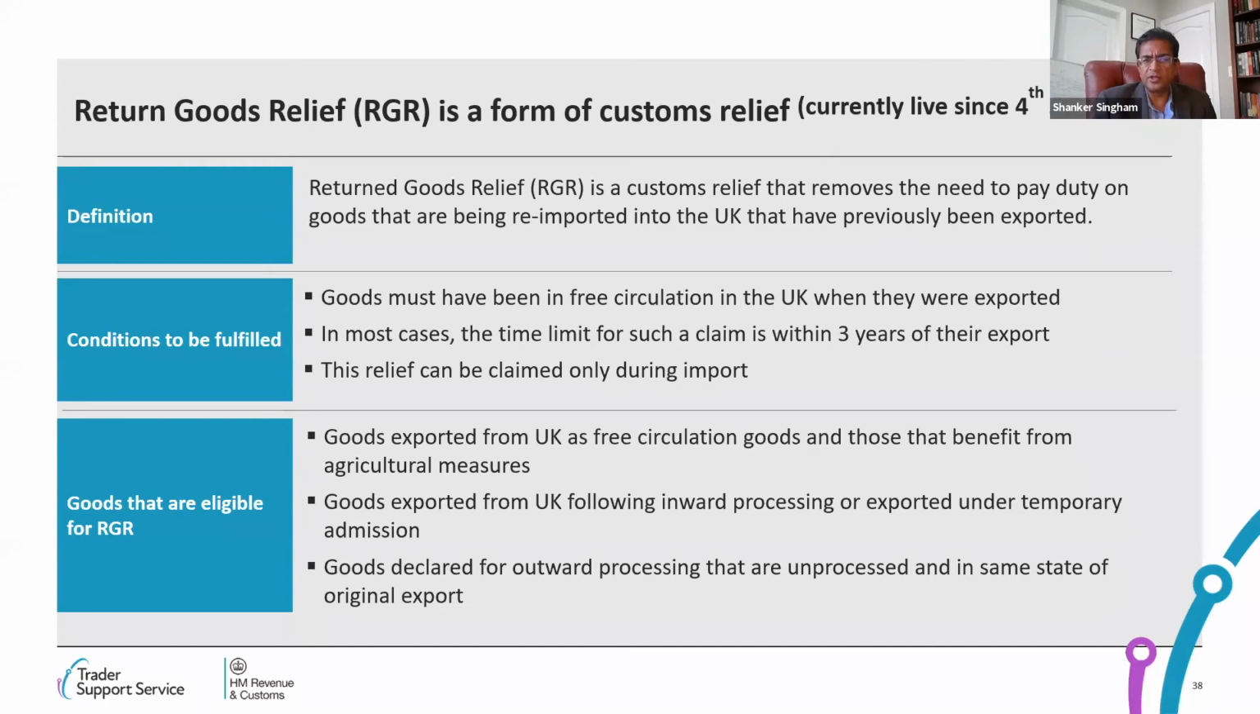And goods that are eligible would be goods exported from the UK as free circulation, goods exported from the UK following inward processing, and goods declared for outward processing that are unprocessed and in the same state as the original export. If we go to the next slide.